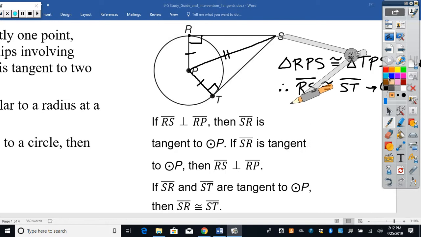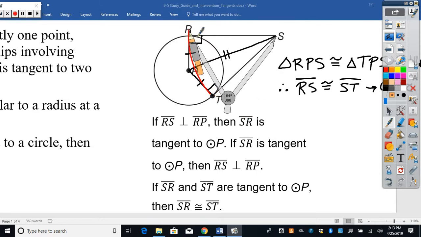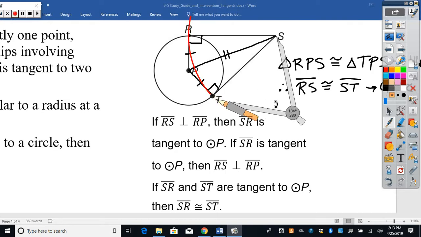Let's change my color. And let's actually measure this length right here. That's the length of ST approximately. And I think I'm right on it. Pretty close. There's the length of ST. Now if I go ahead and show that length there, look at that. The length of ST and RT are the exact same.